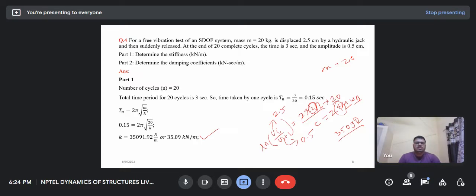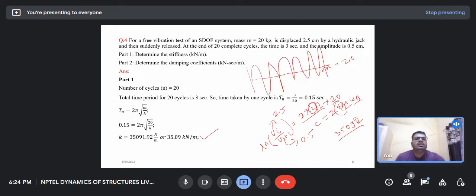Sir, I have a doubt. Yes. Sir, this is actually an undamped system, right? No, that is a damped system. If it was an undamped system, the displacement response would be the same, it would not decrease. For the damped system, it decreases, like this one.